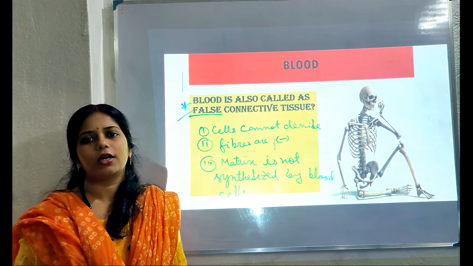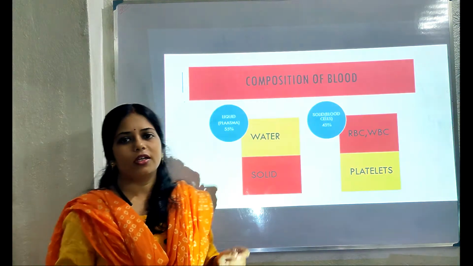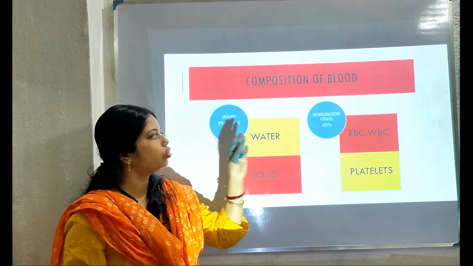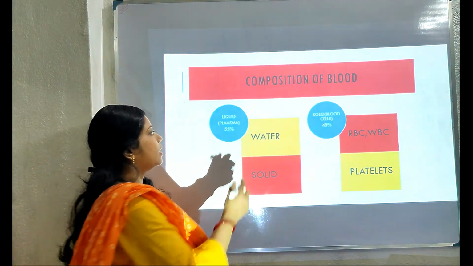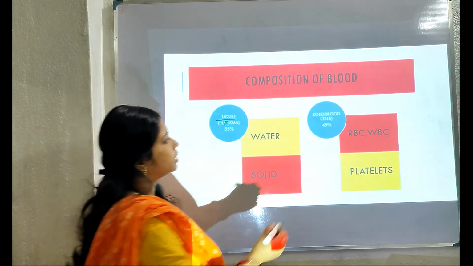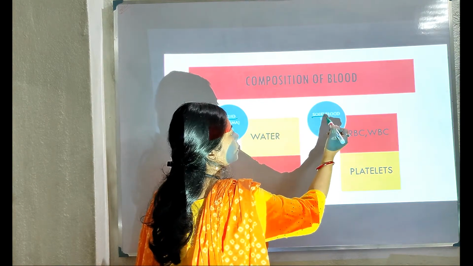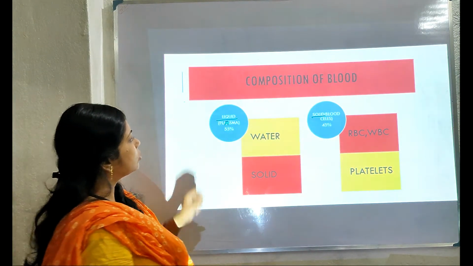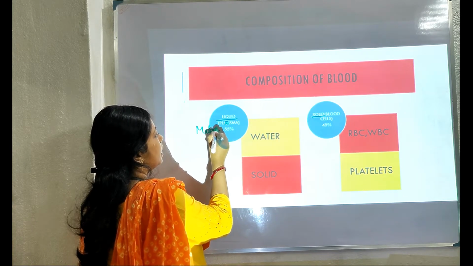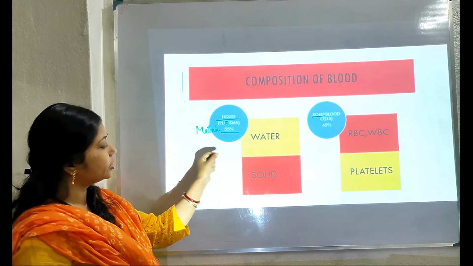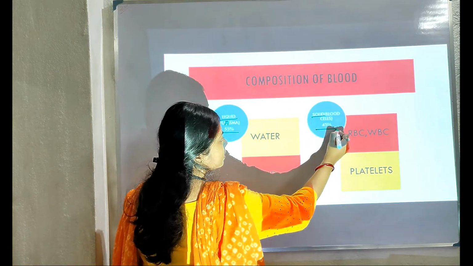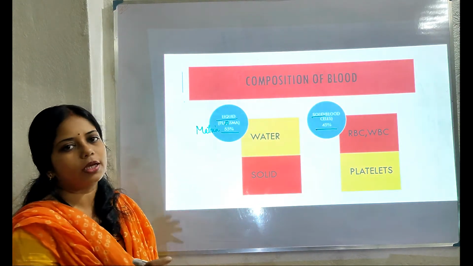Now we will know about the composition of blood. Being a liquid connective tissue, the blood has two important parts. What are those? The liquid part, that is called plasma, and the solid part that includes the blood cells. The liquid part of the blood, that is plasma, which is also the matrix of the blood, makes up almost 55% of the blood, whereas the solid part, the blood cells, makes up 45% of the blood.